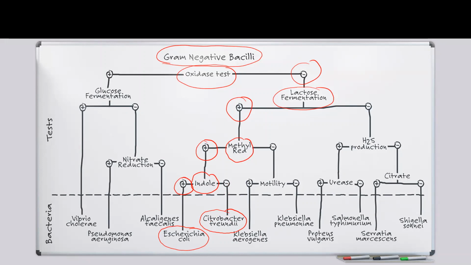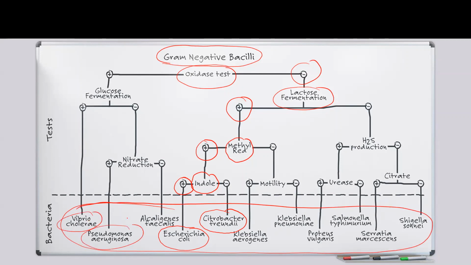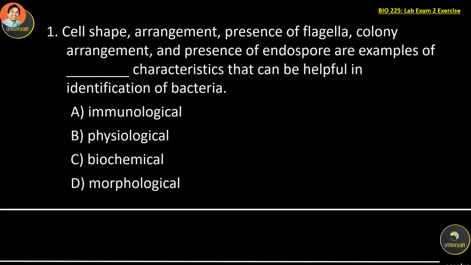And this is the one that you use for all the experiments 11 until 20. And it is a very important key to identify this bacteria over here, the unknown bacteria that you have. Which one is that? Whether Vibrio cholerae, Pseudomonas aeruginosa, or maybe Shigella. So this is very important. Make sure you're able to follow this key in order to know the unknown bacteria. Okay, we start with question number 1.